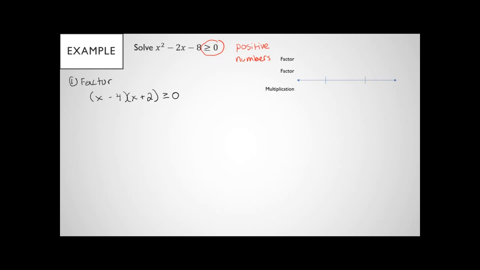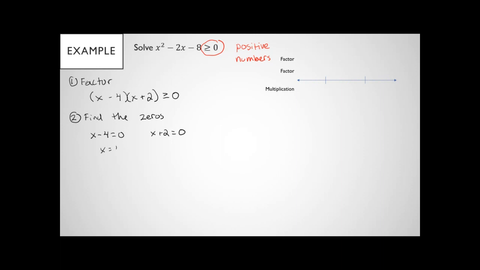So x squared minus 2x minus 8 factors to x minus 4 times x plus 2. So the first step is to factor. And then step 2 is to find the zeros. So you're going to set each factor equal to 0. Even though we have an inequality, we're going to temporarily treat it like it's an equation so that we can find the zeros.